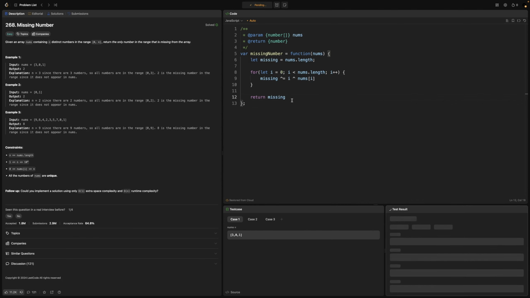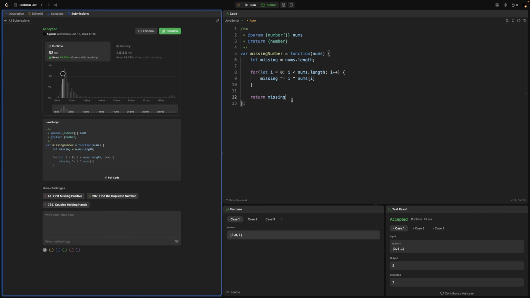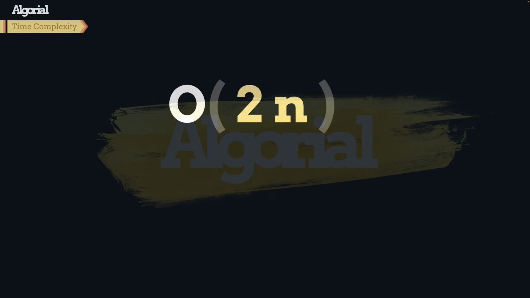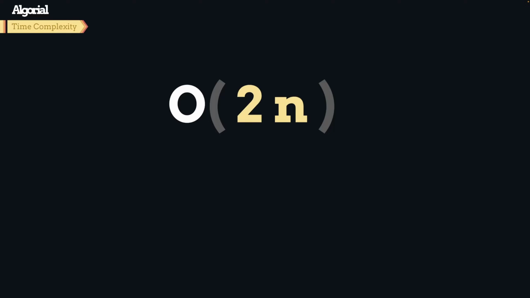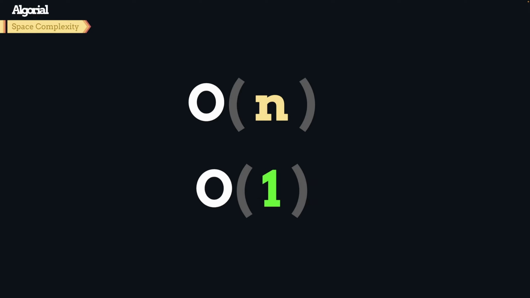Now if I run this, tests are passing, and if I submit, we are in good shape here. Now let's jump into the slides for time and space complexity analysis. So the time complexity will be O of 2n for the hash set solution, which we will eventually consider O of n, and it will be O of n for the XOR solution. And the space complexity will be O of n for the hash set and O of 1 for the XOR solution.